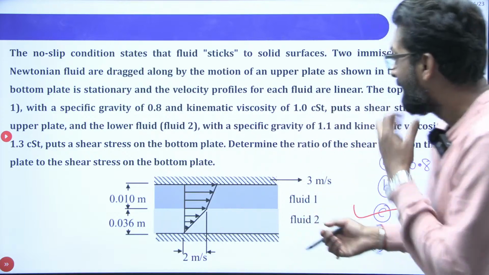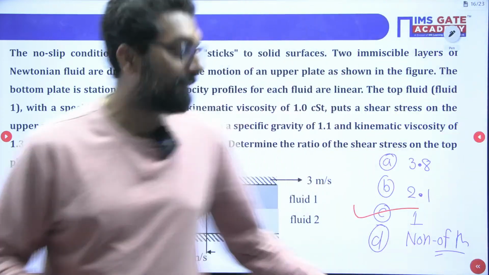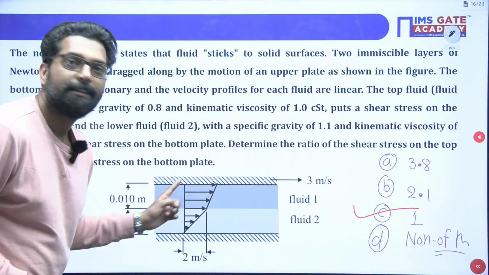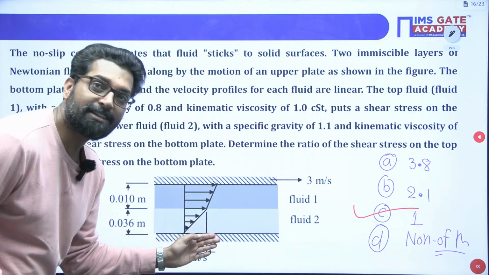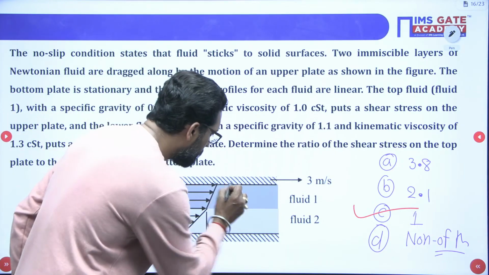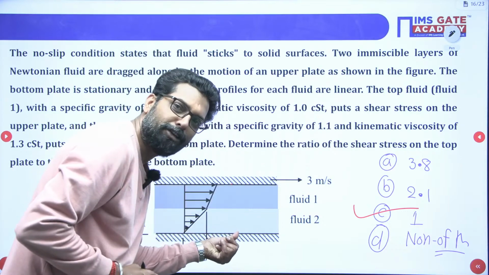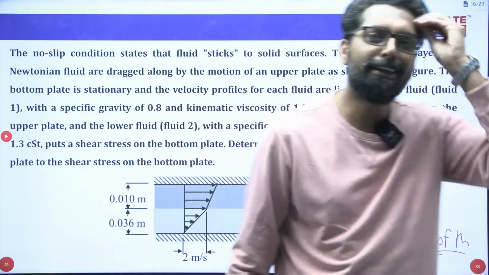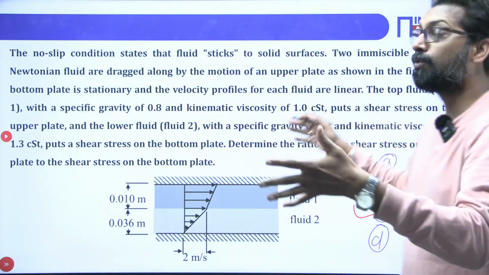Why? Because these are the constant shear stress. Why? Because in this case, there is no pressure. The shear stress is constant throughout. So what is the shear stress on this plate? The same as the shear stress on this plate. So if you take the ratio, that is 1. Without any calculation, I am telling you, many students get afraid.